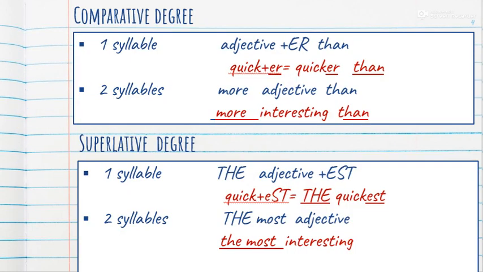Okay, let's do it. Comparative degree, one-syllable adjective plus ER than, like cooler than. Two syllables: comparative degree is more plus adjective than, right? More interesting than. Superlative degree, one syllable: the article the, adjective plus EST, quickest, the quickest. Two syllables: the most plus adjective, the most interesting.